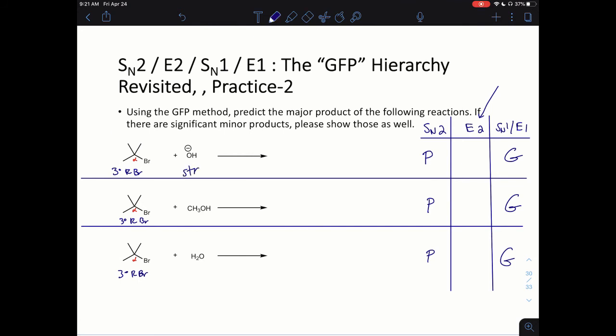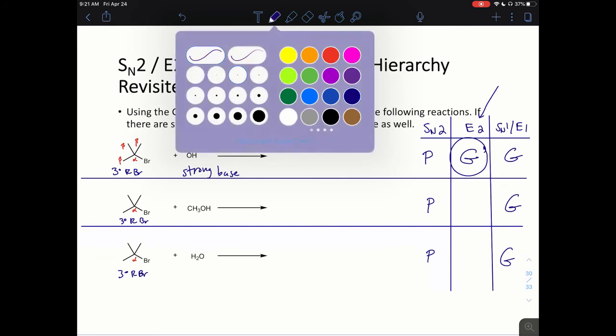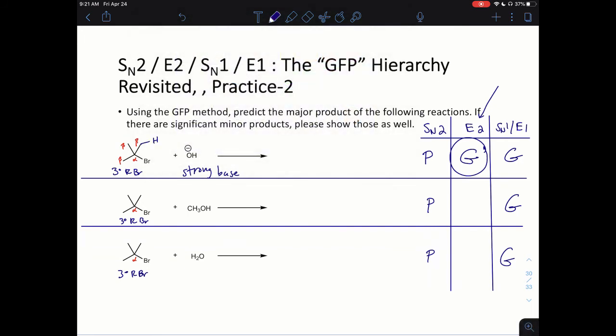We can see that in our first example. We have hydroxide, which is a strong base. So this has a good rate of E2, and you're just going to see E2 because proton transfer reactions are facile. They're easy, they're fast, especially when you have a strong base like this. So we are going to see E2 elimination here to form this alkene and the bromide leaving group.